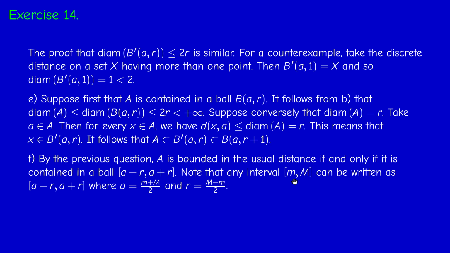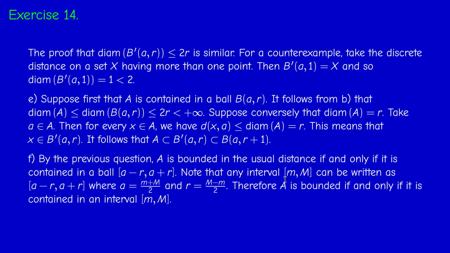And conversely, if A is bounded from below and from above, then it's contained in some interval [m, M]. But this interval can actually be written as an interval of center the midpoint and radius the length over 2. So we really have equivalence here. So a set A of R is bounded in the usual distance if and only if it's contained in some interval of the form [m, M], and therefore this happens if and only if A is bounded from below and from above. Okay, not all subsets of R are contained in such an interval.